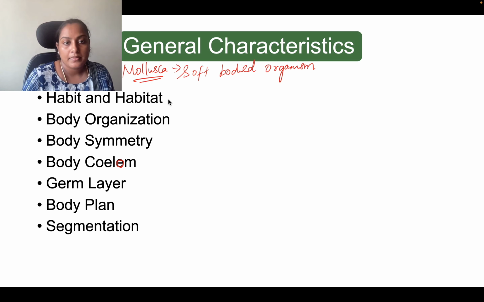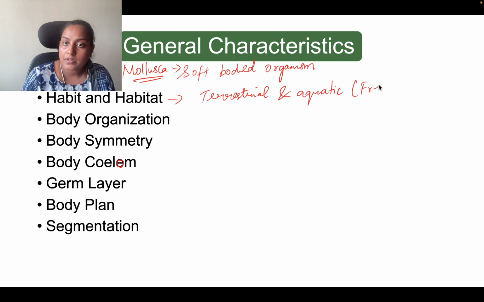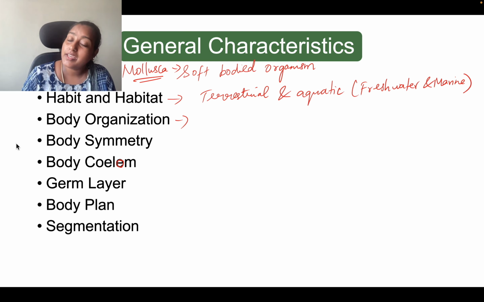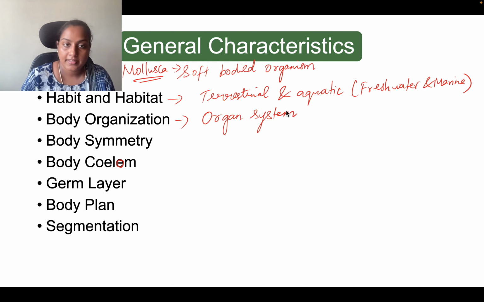Talking about habit and habitat, they are both terrestrial and aquatic. Under aquatic, they can be freshwater and marine. Body organization, of course, is organ system level. And children, talking about the habit, they can be solitary and, of course, free living. Body organization is organ system level, just like the arthropods and the annelids.